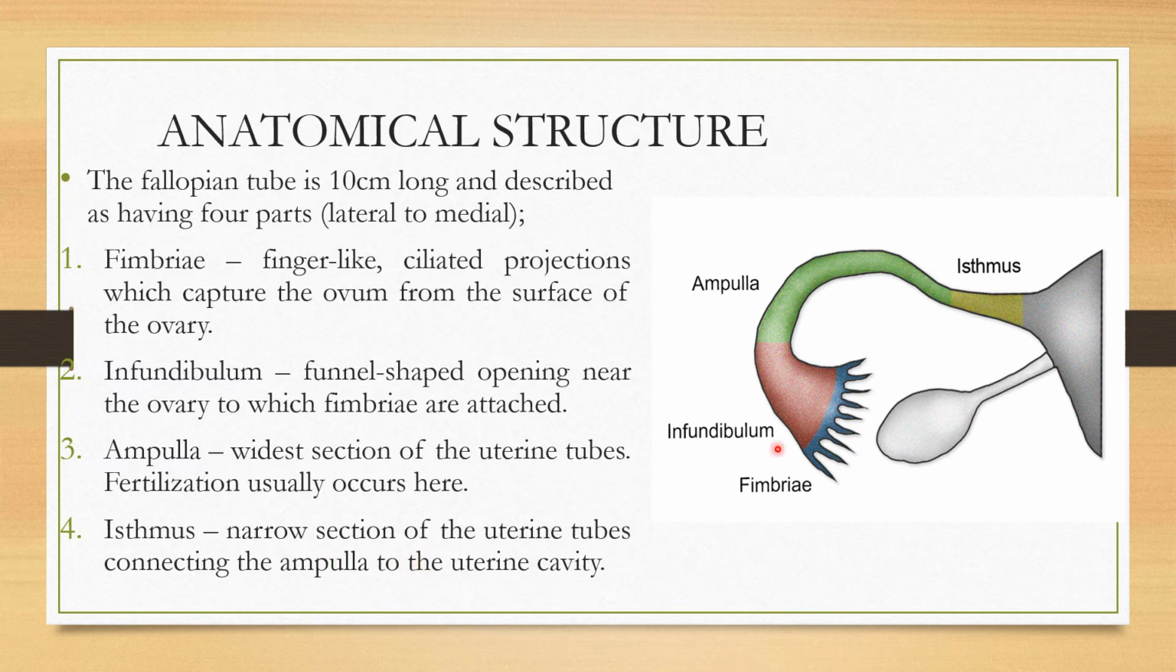In this picture you can see the 4 parts mentioned. This is the fimbriae. These are the finger-like projections. They catch the ovum from the ovary. This is the funnel-shaped portion called infundibulum. This is the widest section of the uterine tube where fertilization occurs, and that's called ampulla. This is the isthmus, the part which connects the ampulla to the uterine cavity.